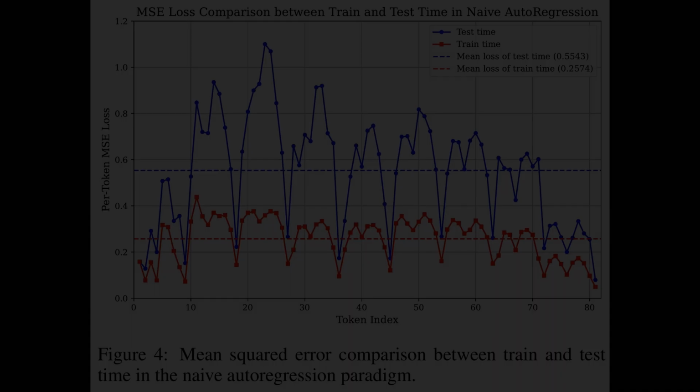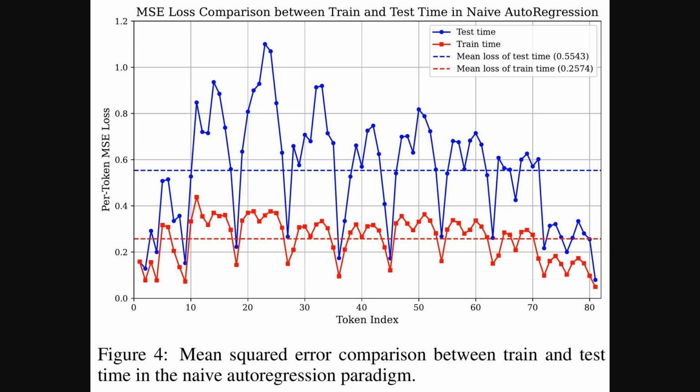In this plot, figure 4 really drives home the point about error accumulation and naive autoregression that we just discussed. It's showing the mean squared error loss, which is a way to measure how different the model's generated image embeddings are from the ideal ones, with lower values being better. We can see 2 lines, the red line for training time and the blue line for test time, plotted against the token index. So that's as each piece of the image embedding is generated. Notice how the blue line, the test time error, is generally much higher and more erratic than the red training line. This difference really visualizes that error buildup.